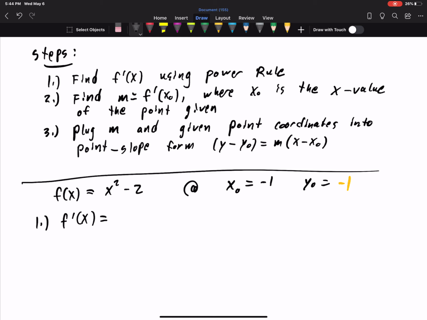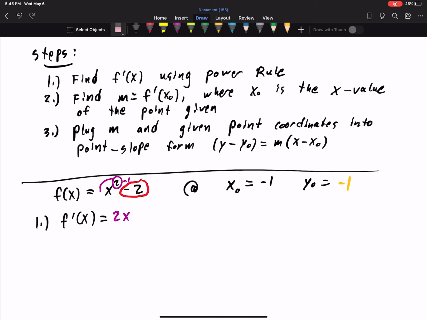How do we do that? Take your power, bring it down, subtract 1 from the exponent. So it gives you 2x to the first. But as always, you don't actually need to write that first power. You can just leave it as x. So it's 2x. The derivative of minus 2, since negative 2 is just a constant, that goes away. So you could say, well, it's the same thing as minus 0, but you don't really need to write that because subtracting 0 doesn't really do anything. So we can erase that. Our derivative is 2x. Okay?